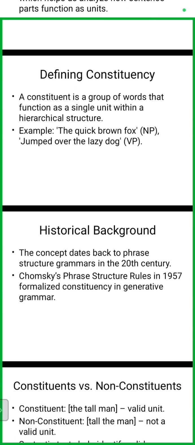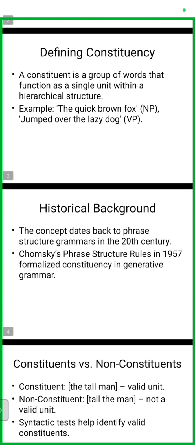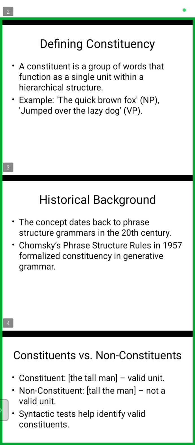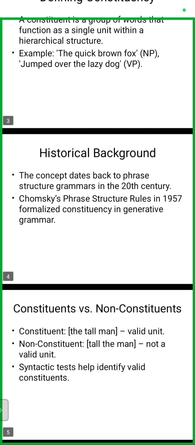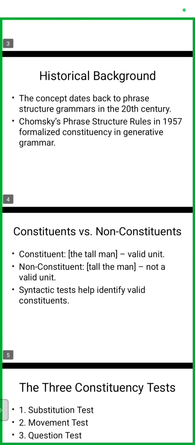And next, defining constituency. A constituent is a group of words that function as a single unit within a hierarchical structure. For example, the quick brown fox jumps over the lazy dog. And historical background. The concept dates back to phrase structure grammars in the 20th century. Chomsky's phrase structure rules in 1957 formalized constituency in generative grammar.